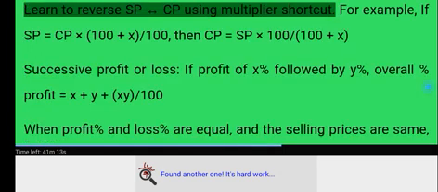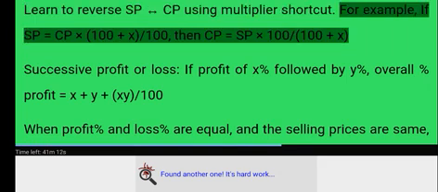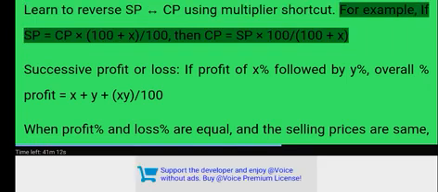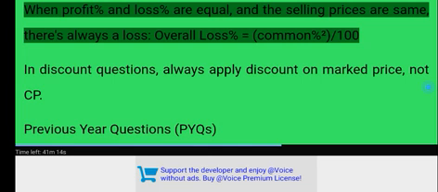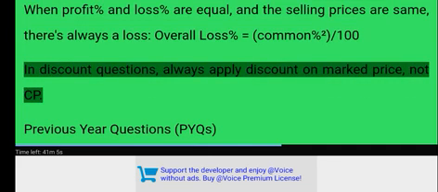Shortcut techniques. Learn to reverse SP and CP using the multiplier shortcut. For example, if SP equals CP times (100 plus X) divided by 100, then CP equals SP times 100 divided by (100 plus X). Successive profit or loss. If profit of X% is followed by Y%, overall percent profit equals X plus Y plus XY divided by 100. When profit percent and loss percent are equal, and the selling prices are same, there's always a loss. Overall loss percent equals common percent squared divided by 100. In discount questions, always apply discount on marked price, not CP.